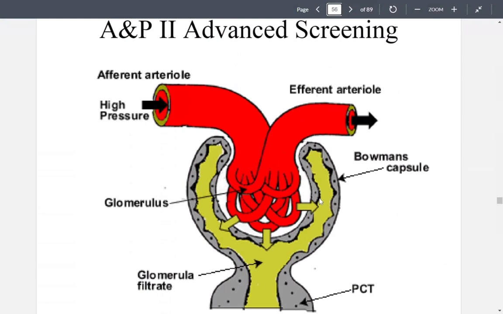This is an image of the glomerular, or glomerulus, I should say. It's also referred to as the glomerular capsule if we're talking about this entire thing as a unit. This is a glomerulus, or a bundle of capillaries. This is where we would have some filtration going on in the nephron.